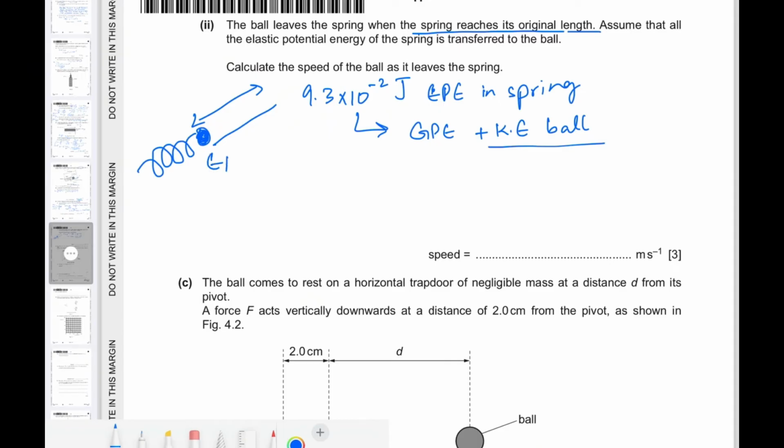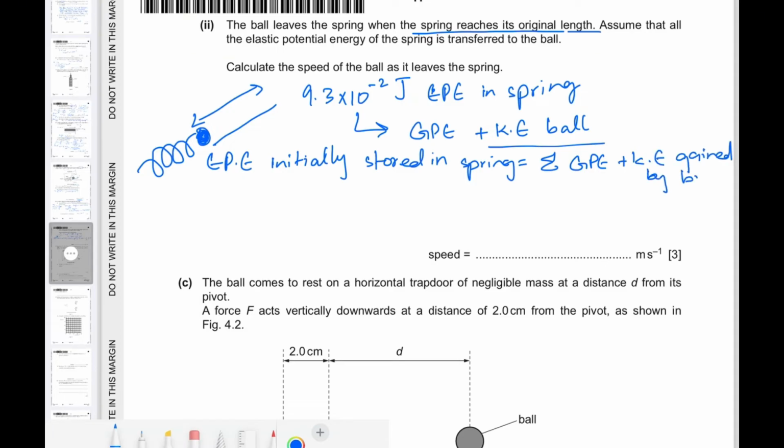So the elastic potential energy initially stored in the spring is equal to the sum of gravitational potential energy plus kinetic energy gained by the ball, where kinetic energy is equal to half mv squared. So this elastic potential energy, 9.3 times 10 raised to negative 2 joules, is equal to 9.1 times 10 raised to negative 3, which we just found in our previous answer, plus half mv squared.